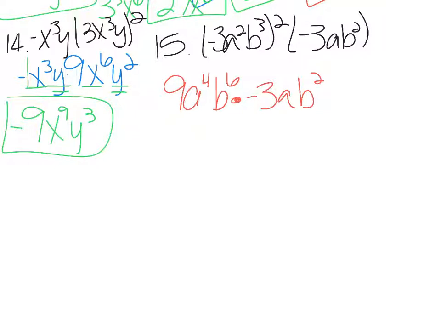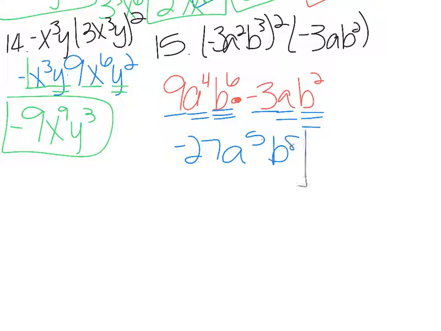So then to finish this one off, 9 times negative 3 gives me negative 27. A to the 4th times a is a to the 5th. B to the 6th times b squared gives me b to the 8th.